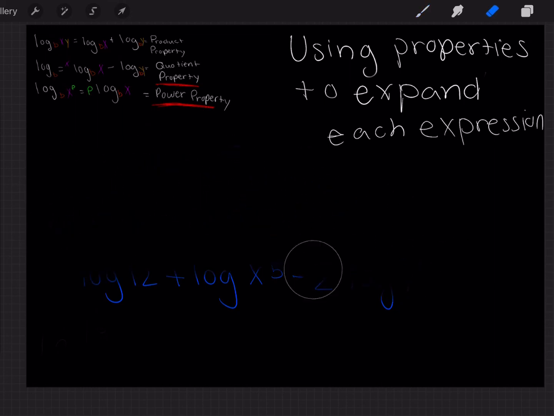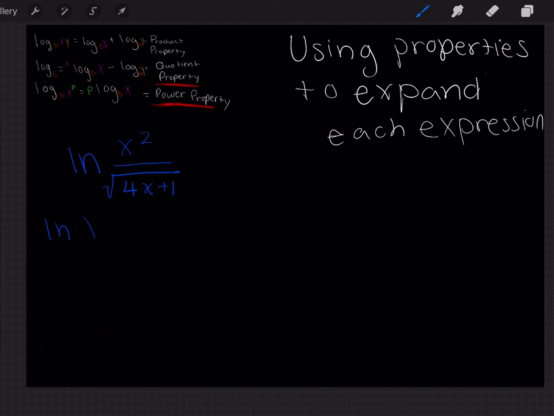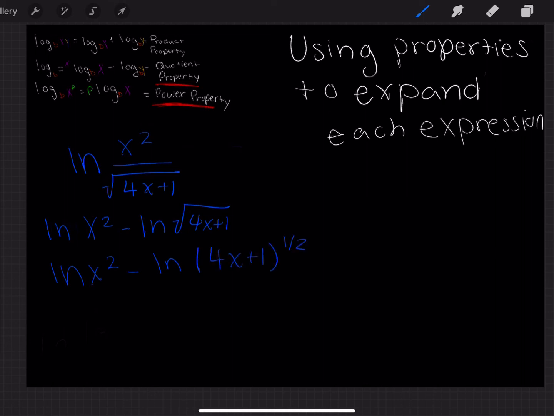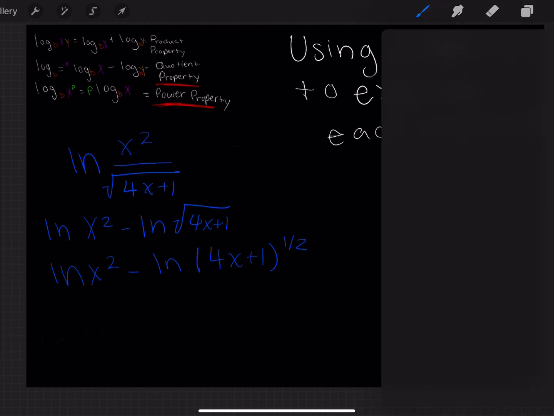Now, let's use it to expand a little bit more complicated of a problem. So, ln of x squared divided by square root 4x plus 1. So, we're going to take our ln and put it in front of each of our components. Because it's a division problem, we subtract. Ln of x squared minus ln of the square root of 4x plus 1.